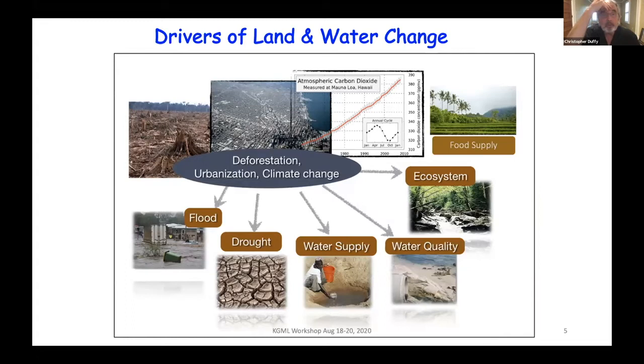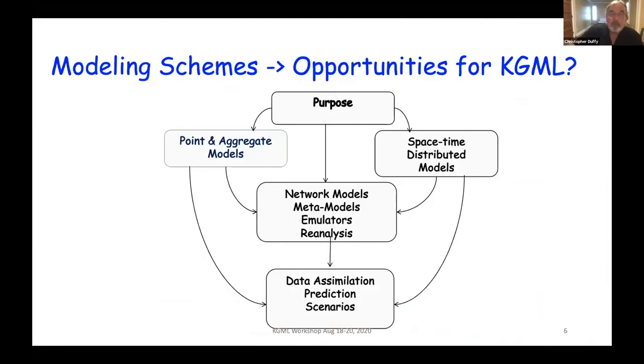and is obviously related to the water balance changes as we have deforestation, urbanization, and climate change. Food security and supply is directly related to the hydrologic cycle on the land, as well as in the atmosphere, ecosystem services, floods, droughts, water supply, and then water quality. So modeling schemes. What are the opportunities for KGML in our project?